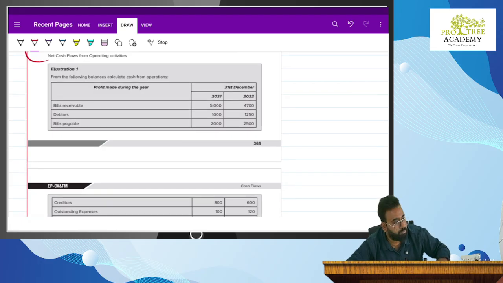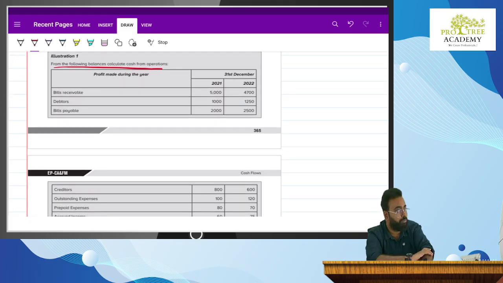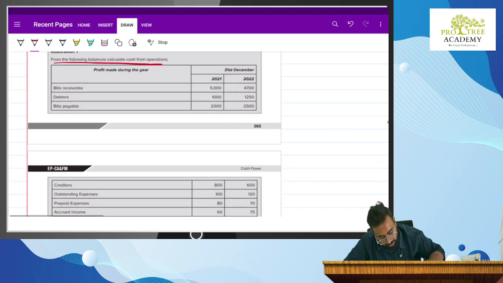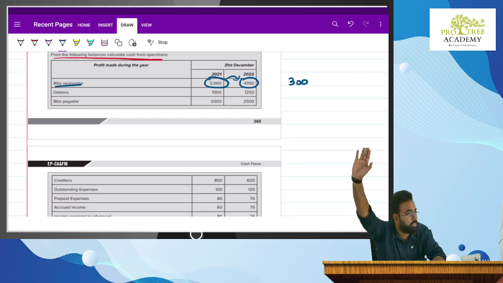Sir, let's see illustration number 1 quickly. From the following balances, calculate the cash from operations. They are asking only for operations. Yes, sir. Shall we do it, sir? Bills receivable. Opening balance 5,000. Closing balance gone up, come down. How much? Plus or minus? How many of you say plus? How many of you say minus?